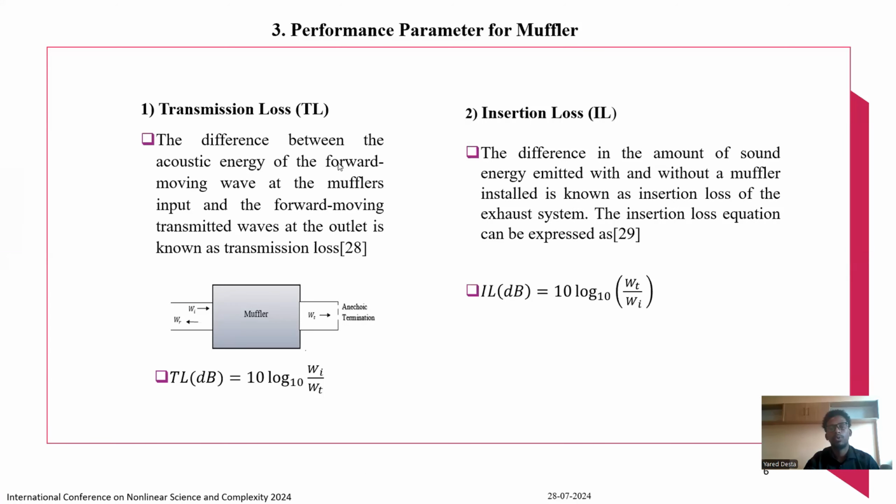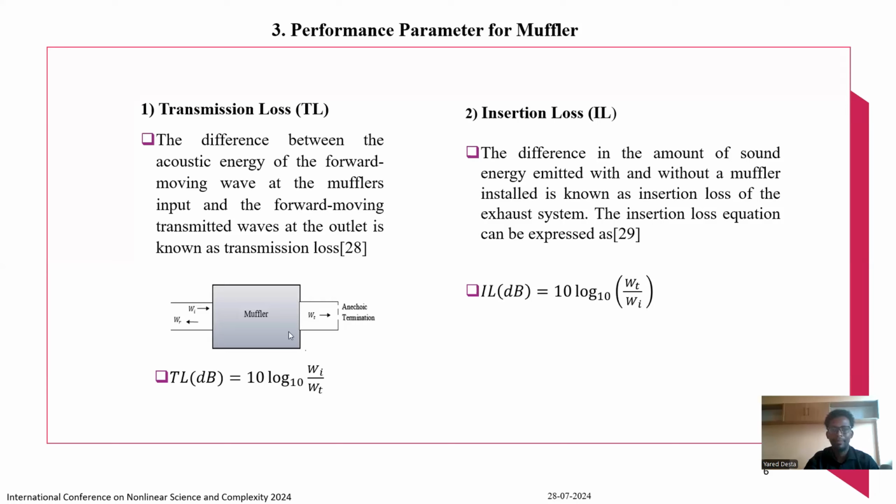Now I'm going to discuss the performance parameters for mufflers. There are a lot of performance parameters, but the main ones are the transmission loss, insertion loss, the back pressure, and the sound pressure levels. Since this design is mainly based on the transmission loss and the back pressure: the transmission loss is the difference between the acoustic energy of the forward moving wave at the muffler's input and the forward moving transmitted wave at the outlet. This is known as the transmission loss, and the opposite is the insertion loss.